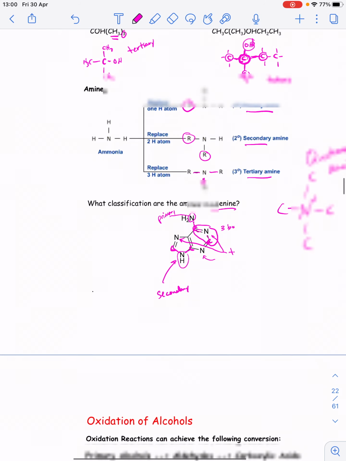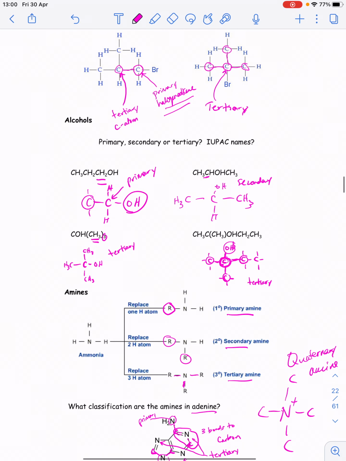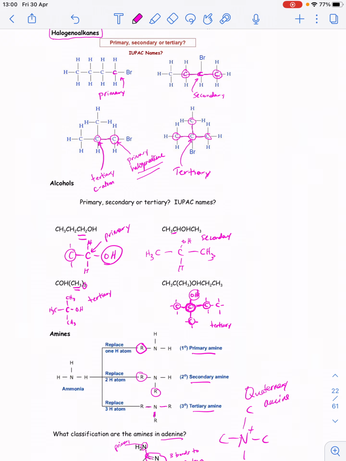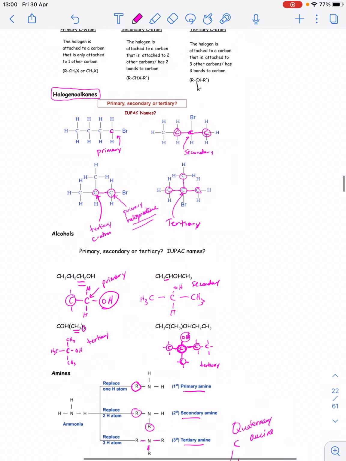So classifying different types of molecules is a question they could ask you outright. And for the halogenoalkanes and the alcohols, it's going to be relevant for some of the reactions that we're going to learn in the organic chemistry topic.